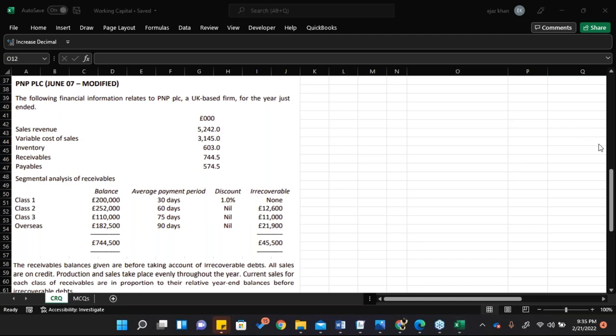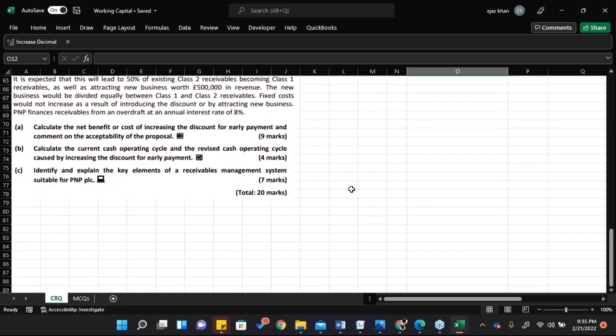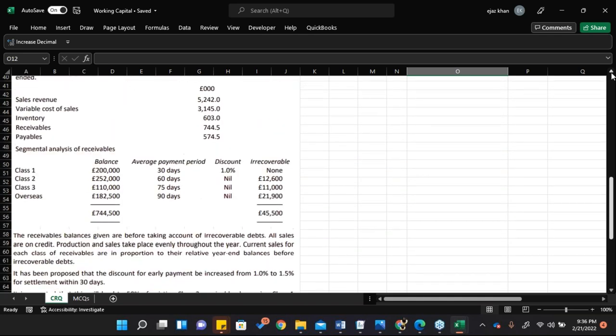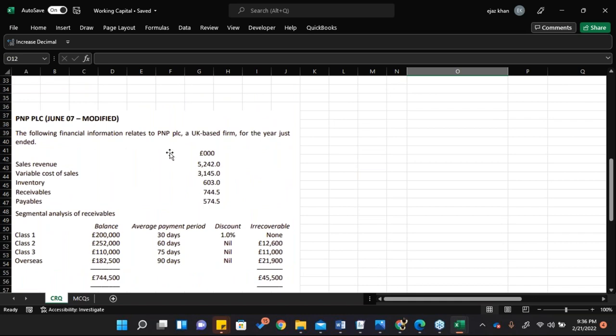What are we supposed to be doing? Calculate the net benefit or cost of increasing the discount for early payment and comment on the acceptability of the proposal. Now, let's go through the question. The following financial information relates to P&P PLC, a UK-based firm. For the year just ended: sales revenue, variable cost of sales, inventory, receivables, payables.